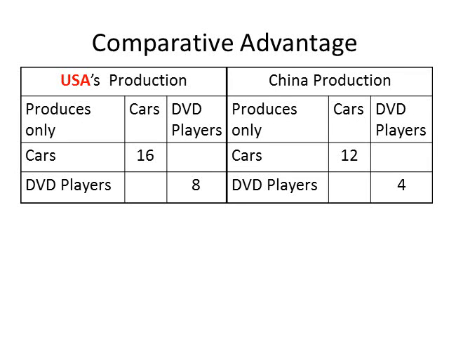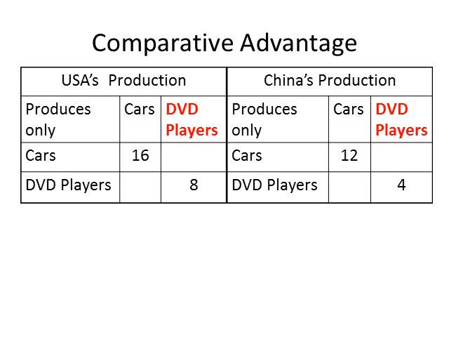Here's an example of finding the economic agent who has a comparative advantage in the production of a good. Our example involves two countries, the United States and China. Both the United States and China are capable of producing cars. China and the United States are both capable of producing DVD players.